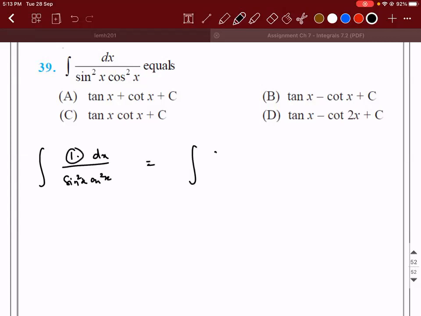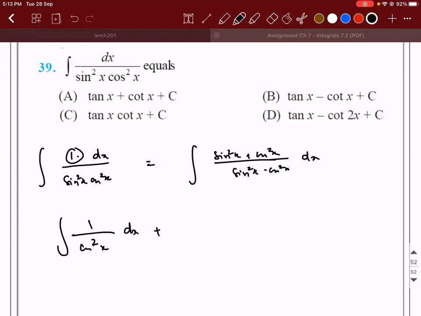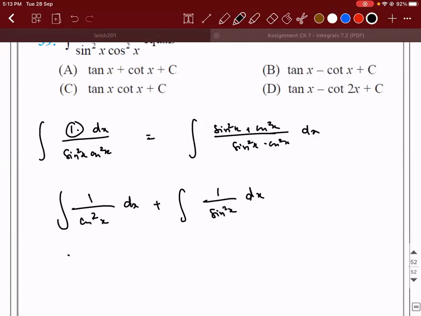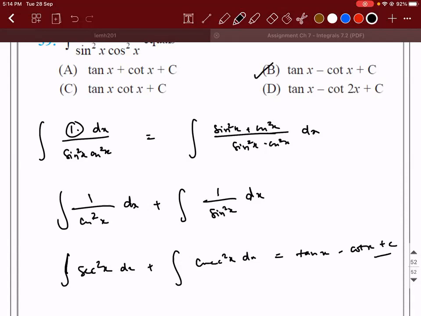So the integral of this one can be written as sine square x plus cos square x divided by sine square x into cos square x dx. So integral of 1 by cos square x dx plus integral of 1 by sine square x dx. What is the answer? Integral of secant square x dx plus integral of cosecant square x dx. Answer is tan x minus cot x. Good. Right. So this is the final answer.